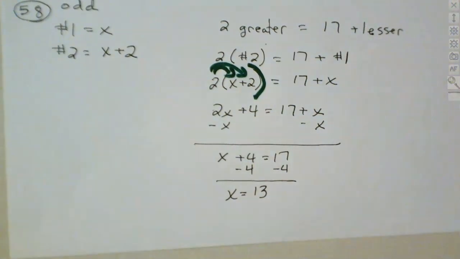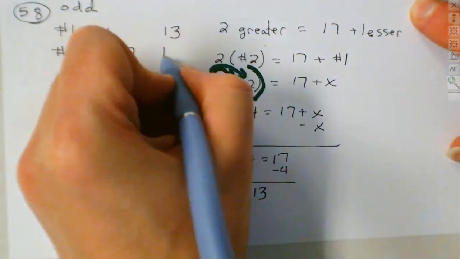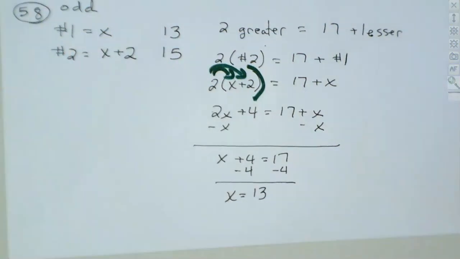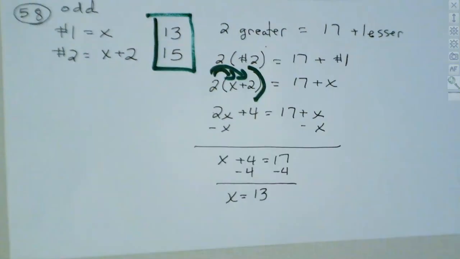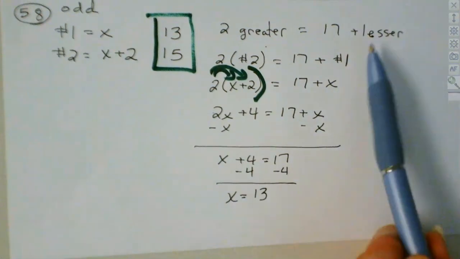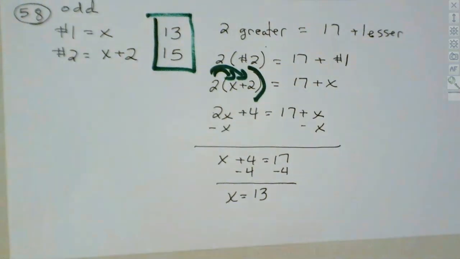What are my two numbers going to now be? 13, and the next number would be what? 15. We want them both, so there they are. So sometimes you have to be careful with the greater and the lesser. If it's written like that, remember, greater is going to be the larger number. Lesser is going to be the smaller one. So the first one is the lesser. The greater one is going to be the second number. That way you don't get them mixed up. Build your equation and solve it.